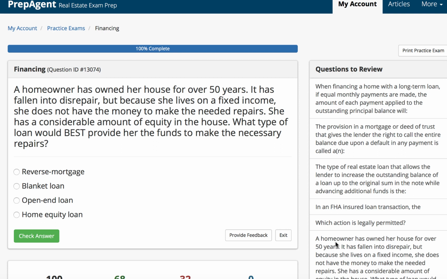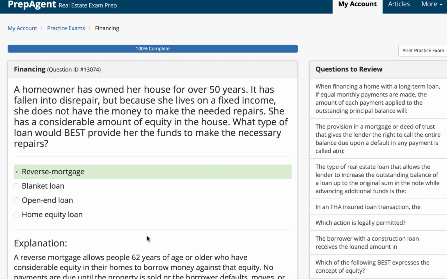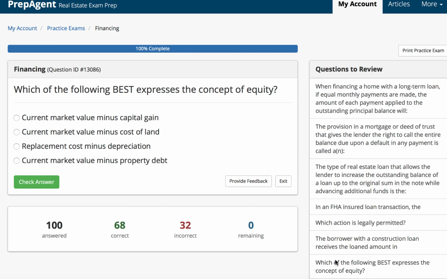That's when she's going to take her equity and put it back into her house for the repairs, and they're going to allow her to do that. So I guess that would be a reverse mortgage. Good. Which of the following best expresses the concept of equity? Okay. It's current market value minus property debt. Excellent.